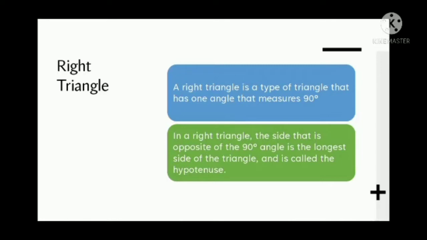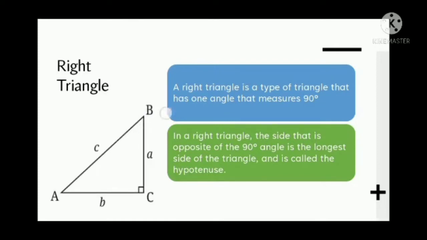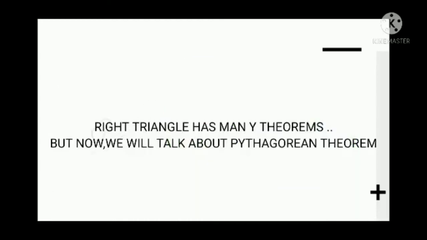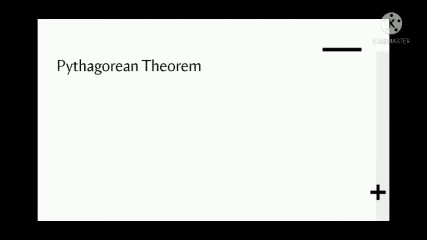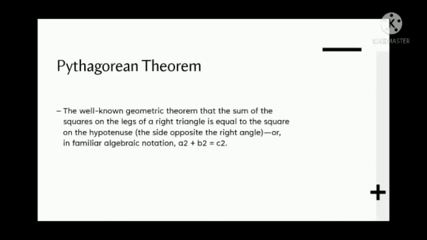In a right triangle, the side that is opposite the 90 degrees is the longest side of the triangle and it is called the hypotenuse, which is the side C here in the given illustration. There are many theorems of a right triangle, but now we will talk about the Pythagorean theorem, the well-known geometric theorem that the sum of the squares on the legs of a right triangle is equal to the square on the hypotenuse. A squared plus B squared is equal to C squared.